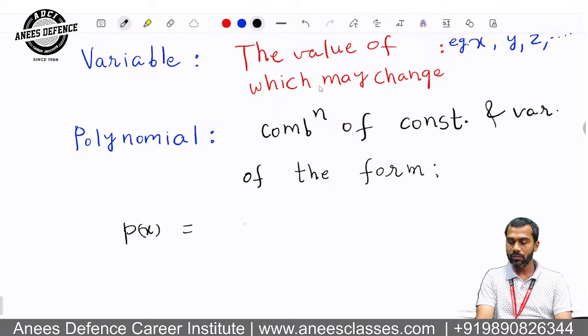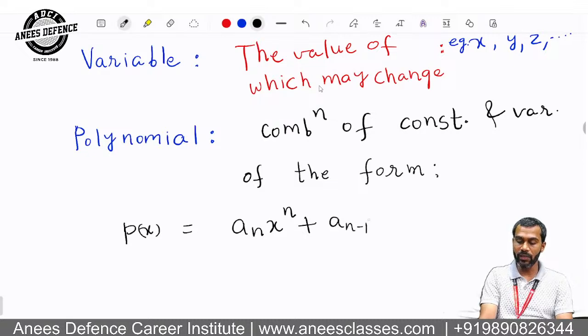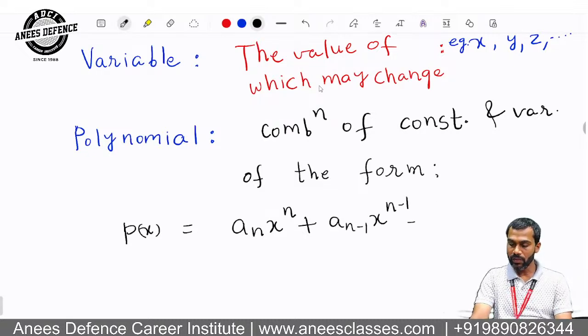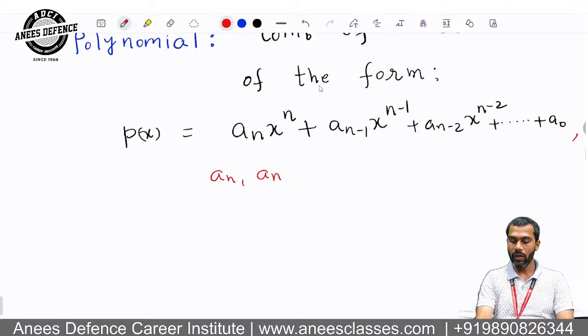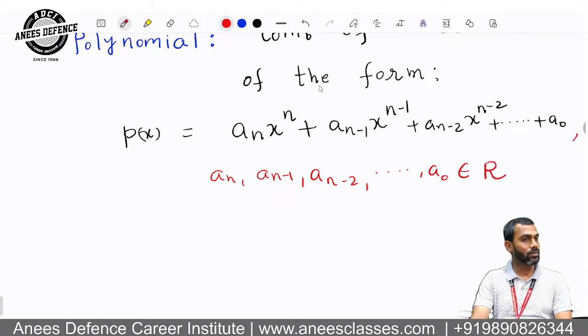So p of x should be of the form a n x raised to n plus a n minus 1 x raised to n minus 1 plus a n minus 2 x raised to n minus 2, and so on till a naught. Yes or no? Where a n, a n minus 1, a n minus 2, and so on, a naught, all are real numbers or real constants, we can say.